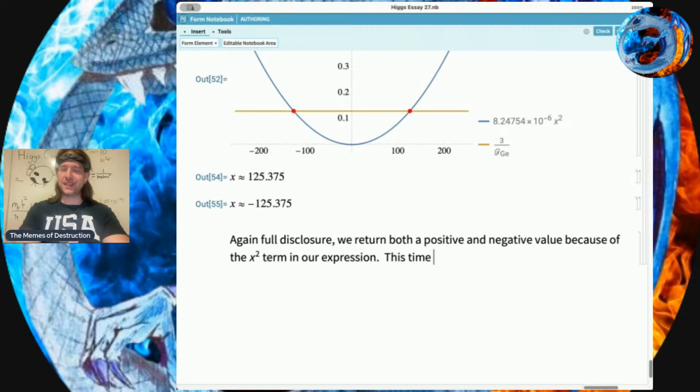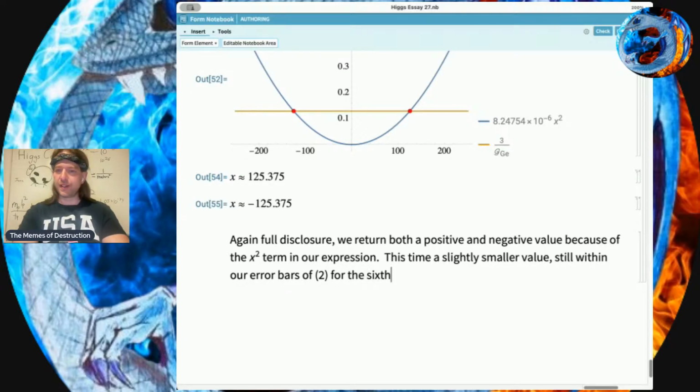This time, a slightly smaller value, still within our error bars of 2 for the sixth significant digit. File, save.